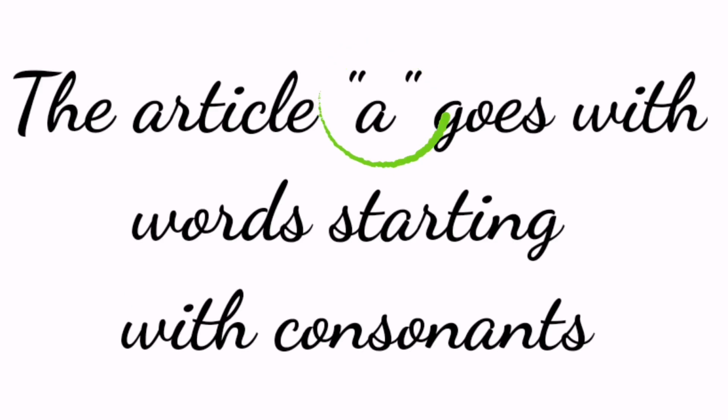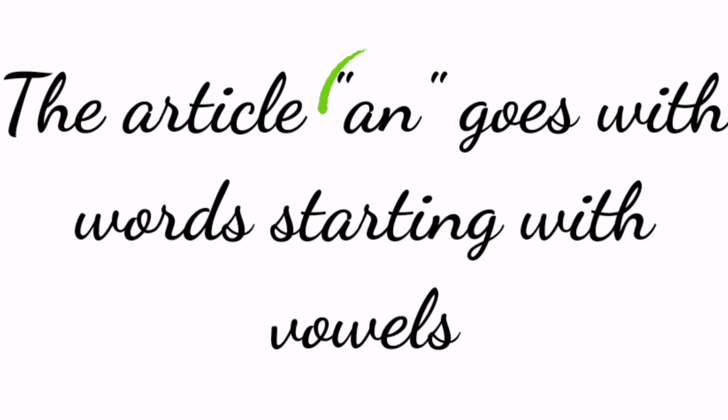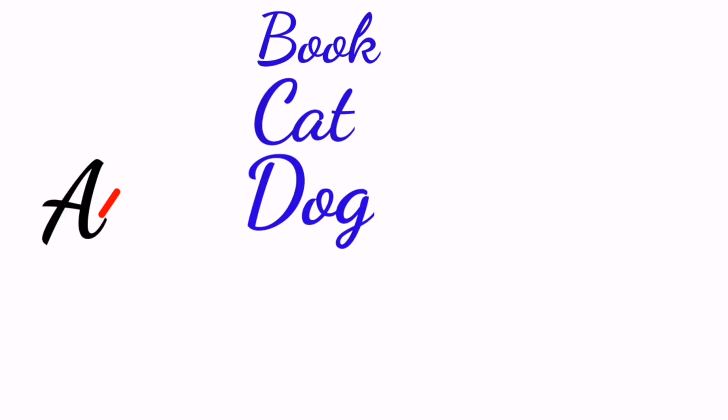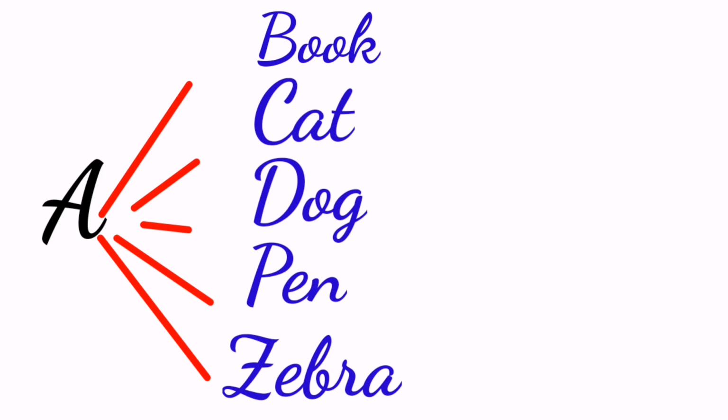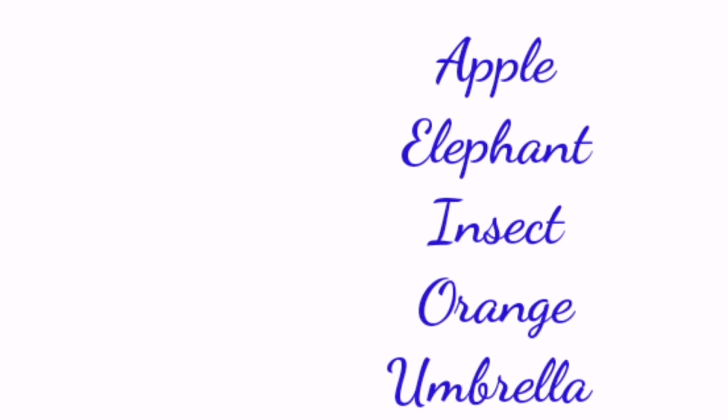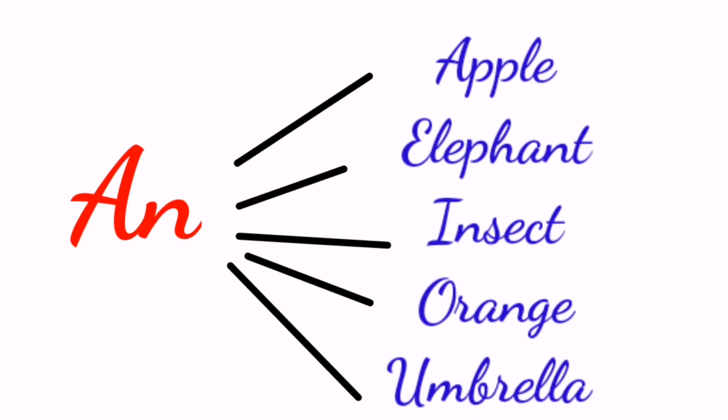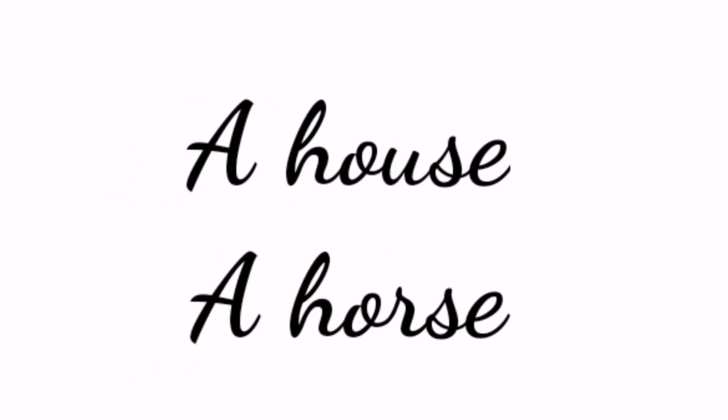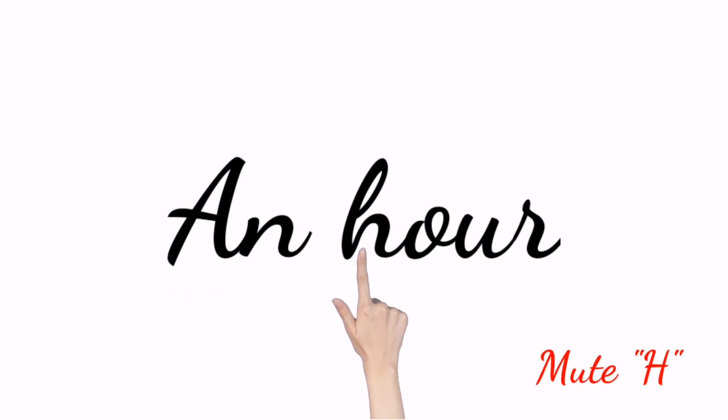We conclude that the article a goes with words starting with consonants, whereas the article an goes with words starting with vowels. For example, we say a book, a cat, a dog, a pen, a zebra. But also we say an apple, an elephant, an insect, an orange, an umbrella. Look at these. We say a house, a horse, but an hour, because the H is mute.